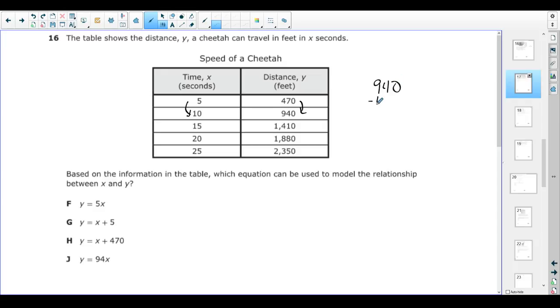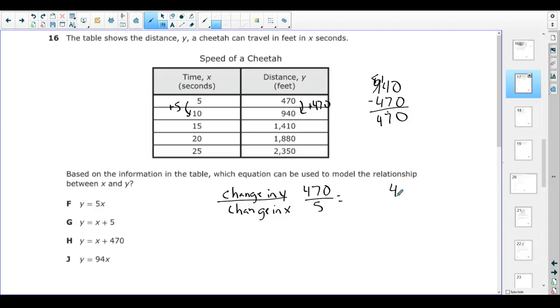So let's just subtract them. And that'll give us 470. And then this is plus 5 over here. So what this means is that our rate of change, which is change in y divided by change in x, is going to be 470 over 5, which we can divide out.